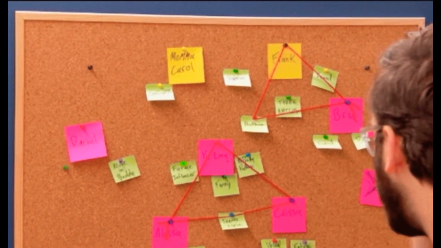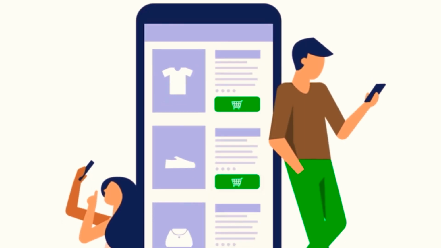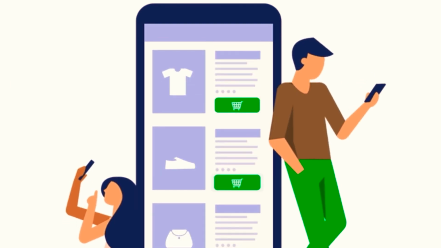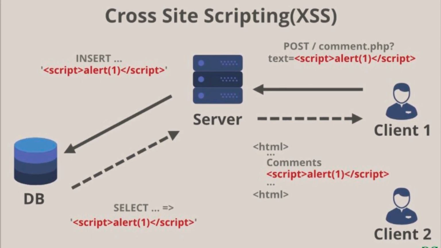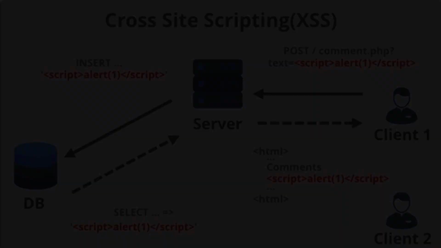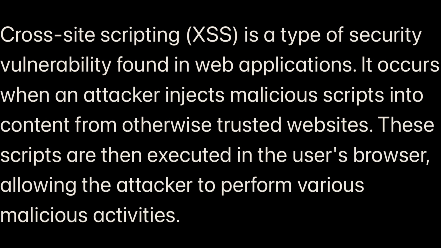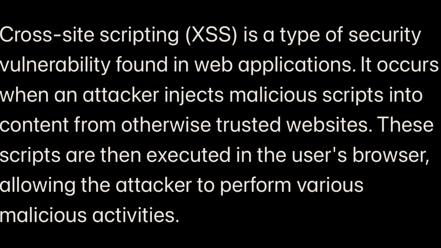Another scenario. Imagine you visit a website you trust, like a social media platform or an online store. You expect that any content you see or interact with on that site is safe. However, if the site has an XSS vulnerability, an attacker can inject harmful scripts into the website's content. When you interact with the compromised content, your browser executes the malicious script, thinking it is part of the legitimate website. In technical terms, XSS is a web security vulnerability that allows an attacker to compromise the interactions that users have with a vulnerable application.